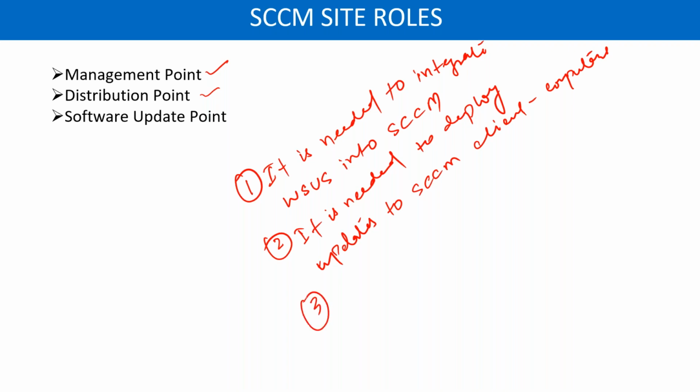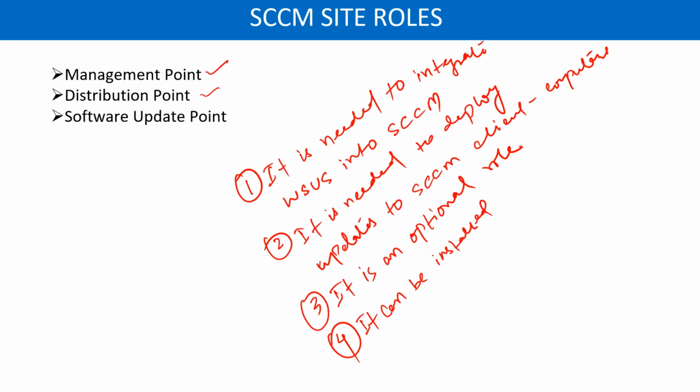Point number three, it is not mandatory, because if you do not want to go with this one, you can use WSUS for patch deployment. So it is an optional role. Point number four, where will you install this? It can be installed on the CAS as well, Central Administration Site server. You can install this on the primary site server. You can install this on the secondary site server or any other separate server as well. Clear, guys?